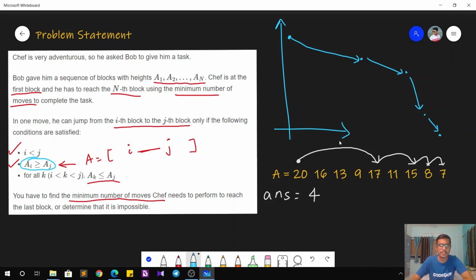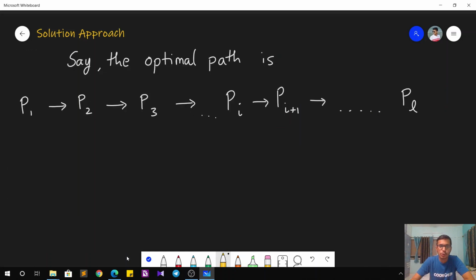Let's formally see what the solution approach is. The solution approach goes as follows. Let's say the optimal path, that is our final answer, is from position P1 to P2, then P3 and so on till PL. So these are some indices on which we are going to make our jumps. Definitely P1 has to be 1 because Chef starts from block 1, and the last position, PL, has to be N. The other ones are the intermediate ones, but definitely they are distinct from each other. So say this is the optimal path given to us.